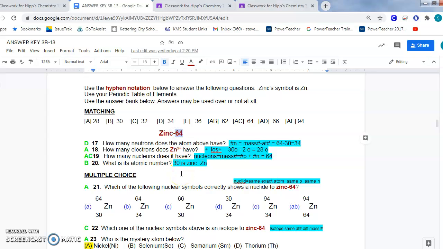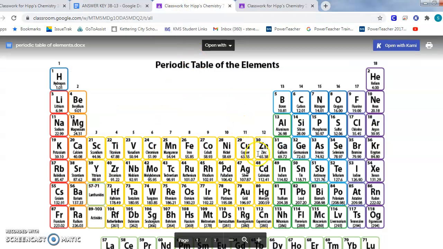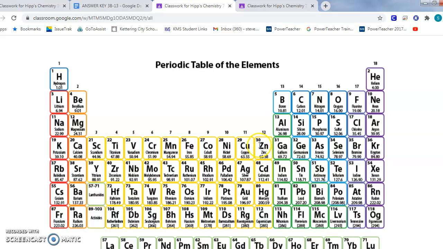If you forget what the 64 indicates, understand that when you use hyphen notation, they are assuming you have the periodic table of elements with you to use. So let's take a look at the periodic table of elements. We found zinc right here, and there's a 30 in zinc's square, and then a 65.38. There is no 64.